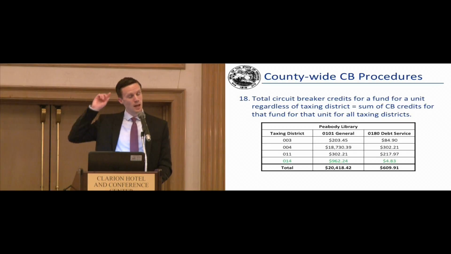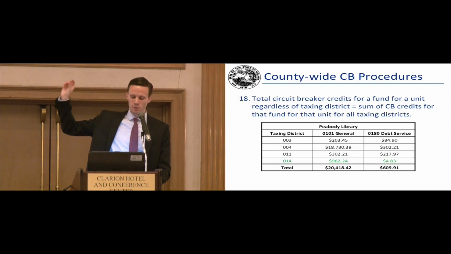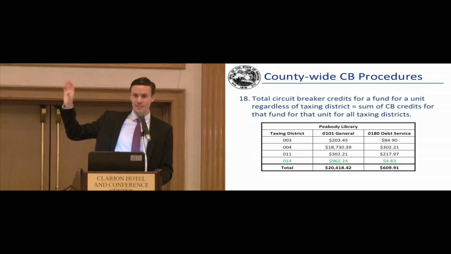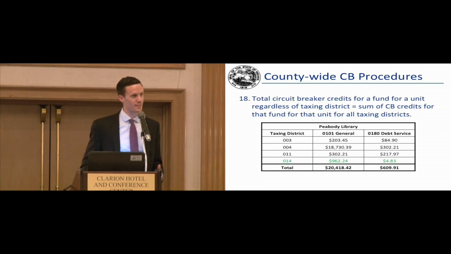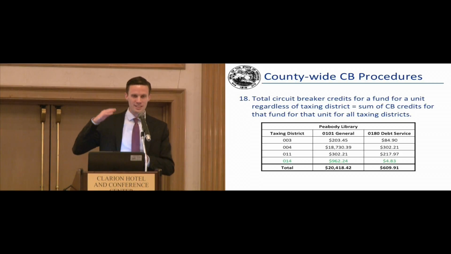And then finally, we can take that same calculation that we just ran through and do the same thing for each taxing district for the county. I mentioned earlier that Peabody Library operates in 4 different taxing districts in Whitley County. So we calculated taxing district 14. We arrived at $9.62 to the general fund and $4.83 to the debt service fund. We're going to do the same calculation for each other taxing district within the county, and we're going to arrive at the total circuit breaker impact to Peabody Library. For its general fund, it's going to be $20,418. For debt service, it's going to be $609.